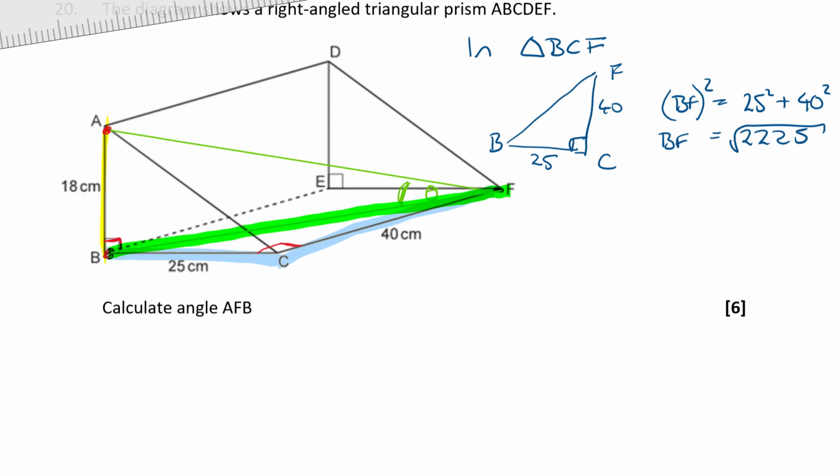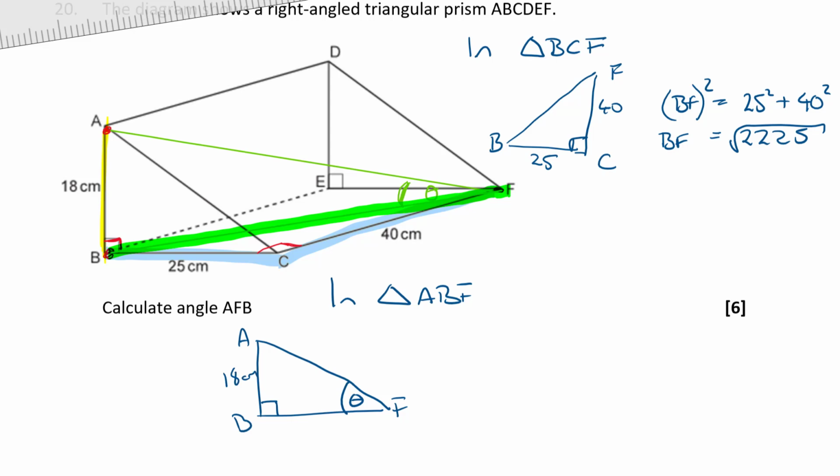Right, okay, so we've got BF, and now we can switch to the other triangle. So in triangle ABF, again, I'm going to quickly sketch that. So A, B, F. The right angle is down here. That's the angle then at F that I'm trying to find. That's my theta. And I know that AB is 18 centimeters. And I now know that BF is root 2225 then, don't I? Okay, and then I want to work out what that angle is down here.